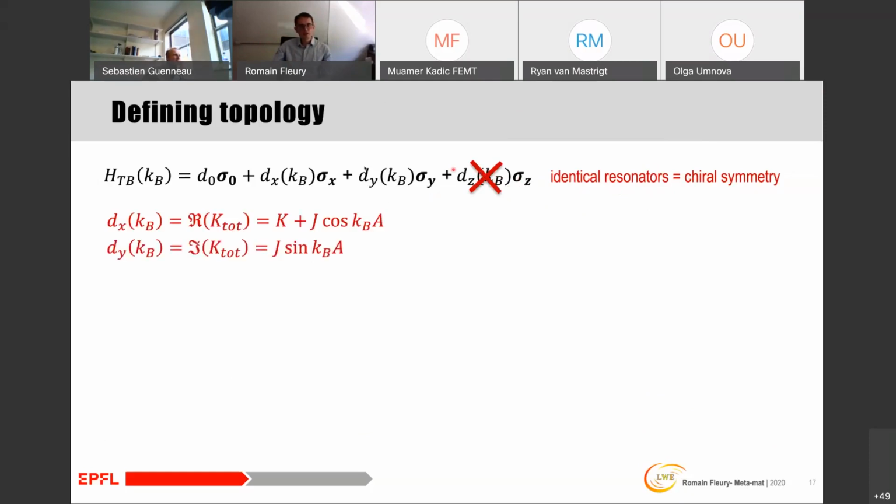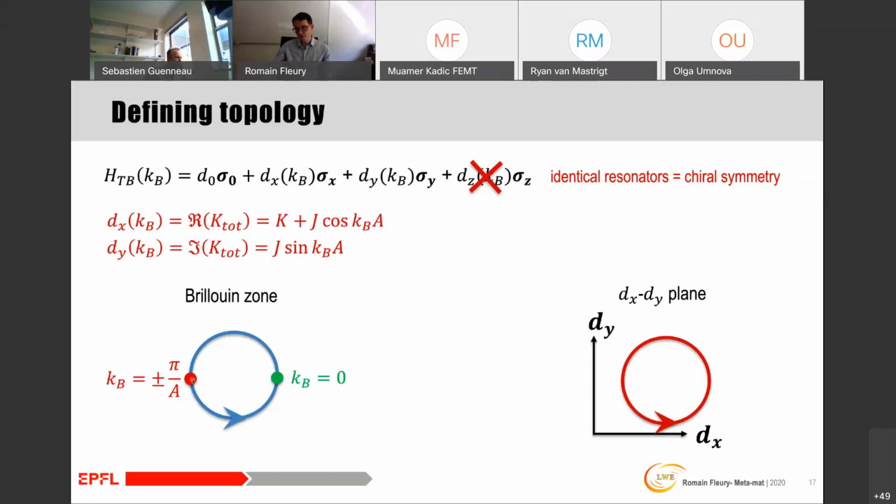So then we can calculate those functions. It's very easy from the Hamiltonian. We find those simple expressions, and we see that the path that we follow in the dx, dy plane as k Bloch goes through the Brillouin zone is another circle. It's just a circle in the dx, dy plane.